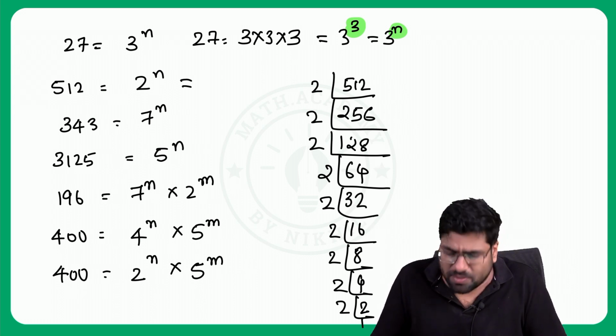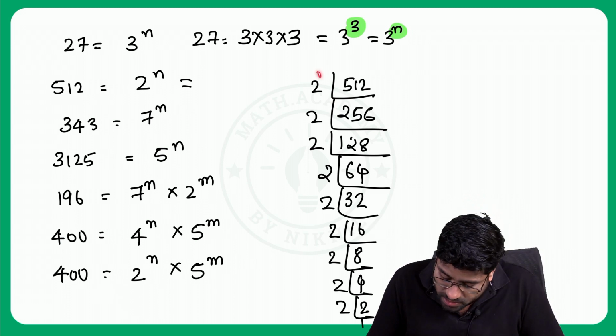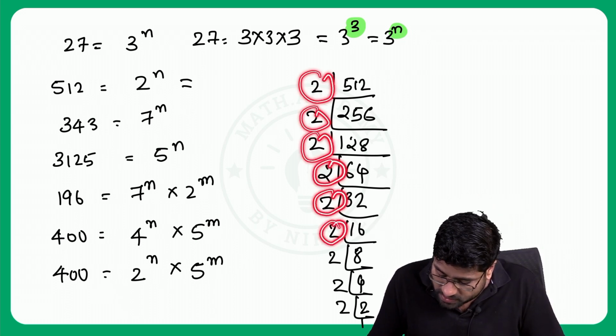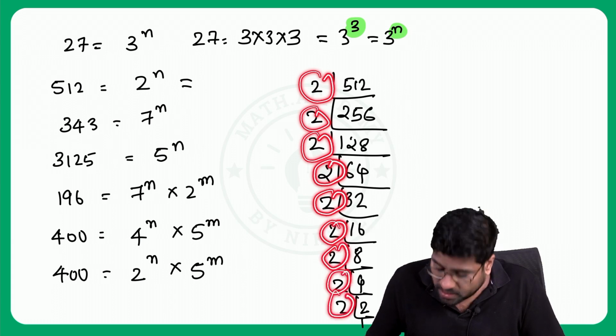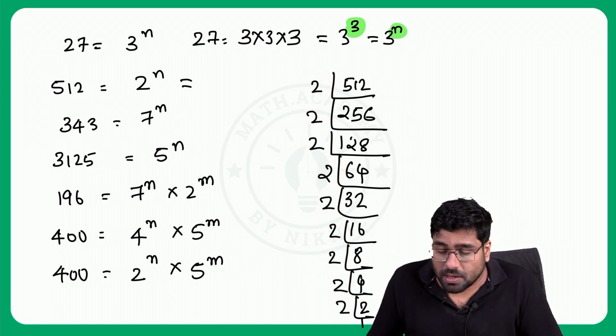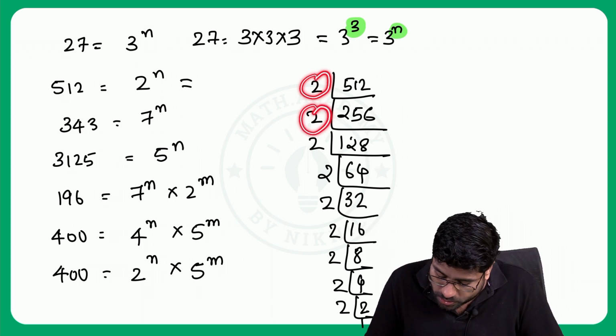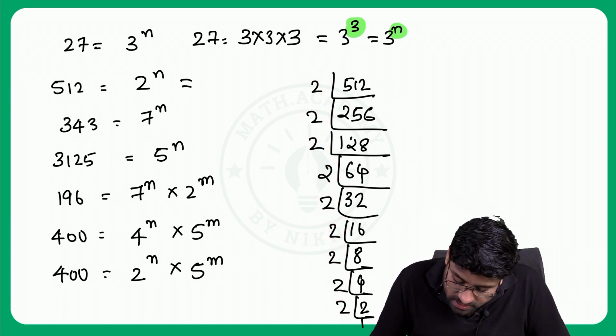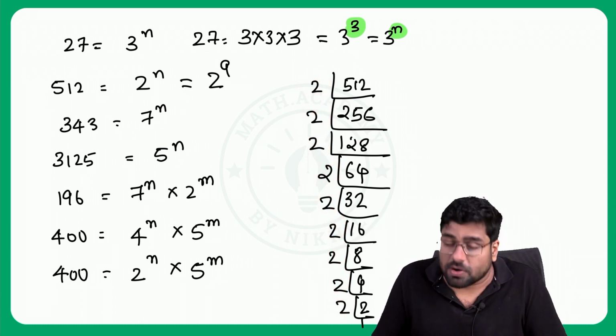I'm not going to write it down completely because I'll just write down the number 1, 2, 3, 4, 5, 6, 7, 8, and 9. Oh my god, let me count it again. 1, 2, 3, 4, 5, 6, 7, 8, and 9. So that means that this is going to be written as 2 to the power of 9.